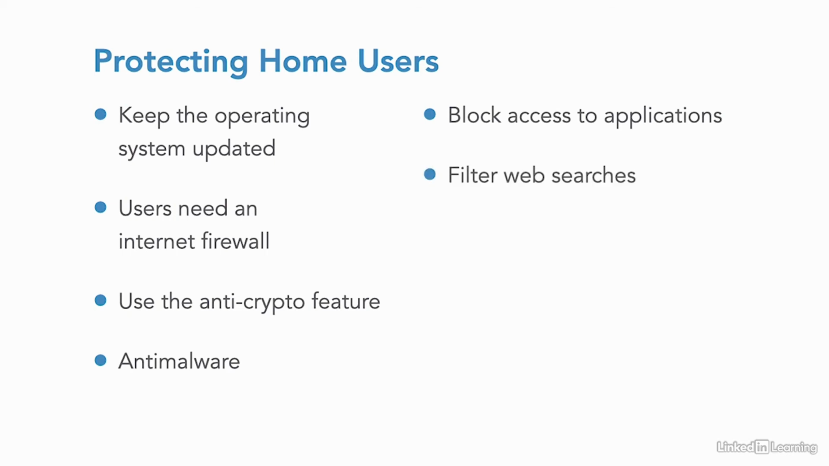We want to also filter web searches and web browsing. And you can do this through some anti-malware products. You can also do it using third-party products, such as ones from SonicWall, Cisco, and others. And this can keep explicit web searches away as well as potentially infected pages. Anti-spam filter for email is very important. You want to make sure that you have a good one.